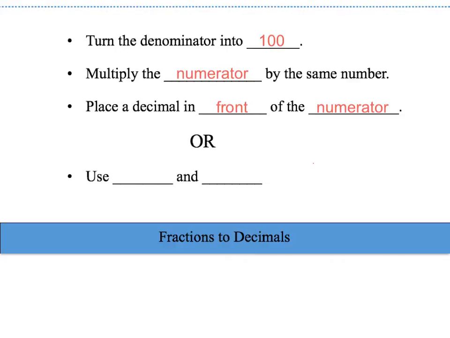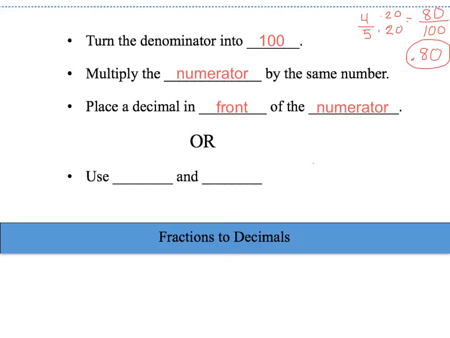So for example, if I had 4 over 5, and I wanted to make the bottom into 100, let's multiply the bottom by 20, and we have to multiply the top by 20. So I know that the top is going to be 80 and the bottom is going to be 100. Now that it made the bottom number 100, let's put a decimal point in front of our numerator. So my decimal would be 0.80.